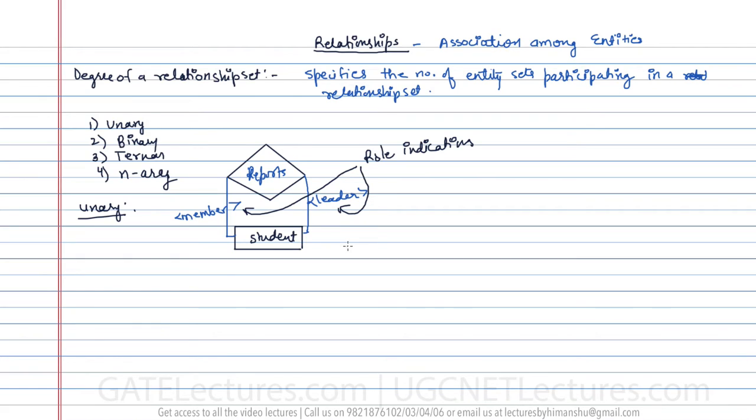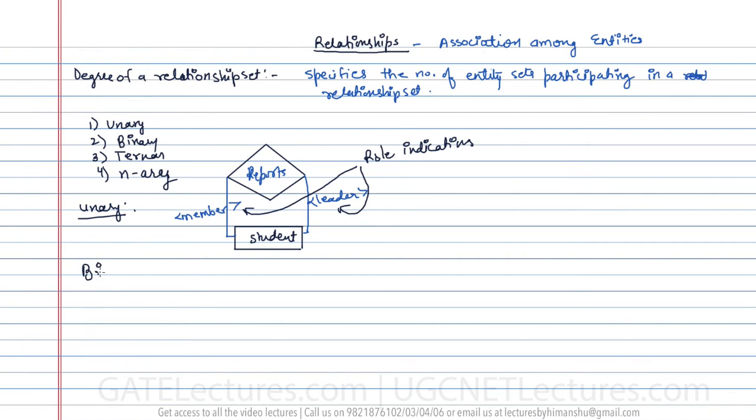For example, you may have a music club, a programming club, or a dramatic club in your college. In that club, senior students may act as leaders and junior students as members. The senior students direct the group, and the members report to them. This is a unary relation, where the participating entities are both student; only one single entity is participating.